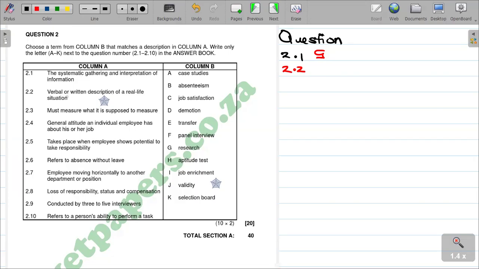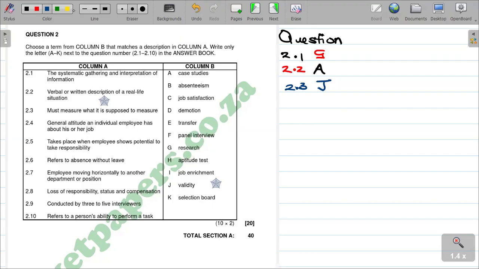2.2. Verbal or written description of a real life situation. We call it a case study, which is A, right? Let's go to 2.3. Must measure what it is supposed to measure. What do we call it? Validity. Validity means that a test must measure what it is supposed to measure.